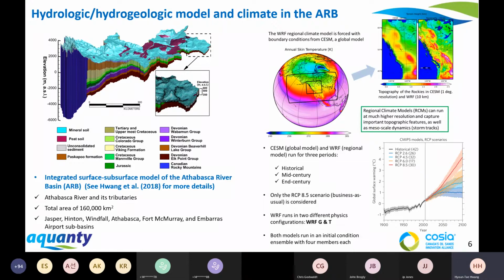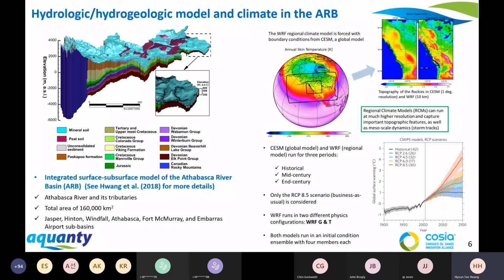is WRF data that is dynamically downscaled from a global scale model called the CESM, Community Earth System Model. As you can see in this figure on the top right, there is a clear difference between the global scale model and the WRF 10 kilometer resolution scale model. As you can see here, in the Rocky Mountain areas, it actually clearly delineates valleys and streamlines using the WRF 10 kilometer resolution. And using the Weather Research and Forecasting model, we perform 3 periods: historic, mid-century, and end century.